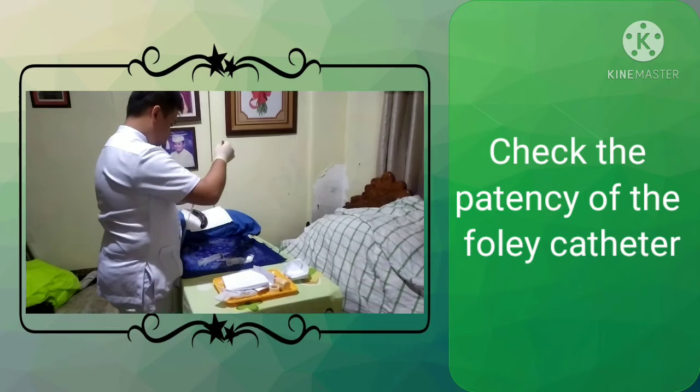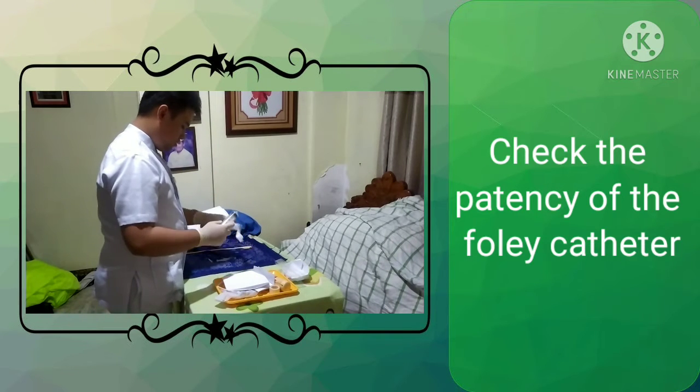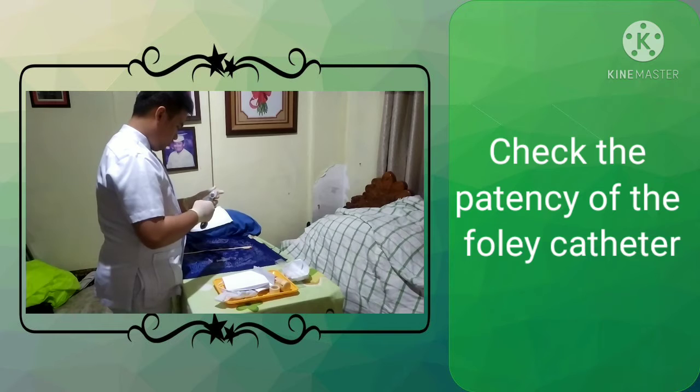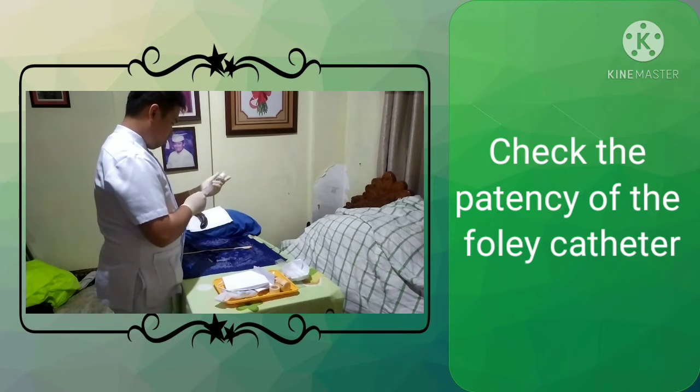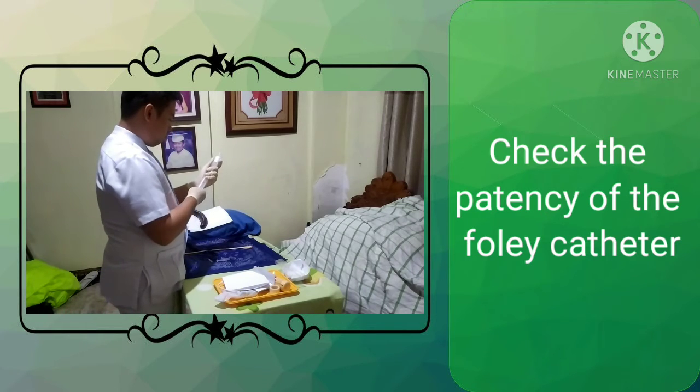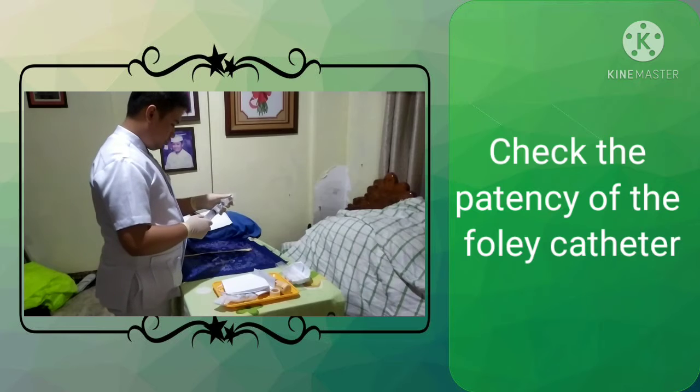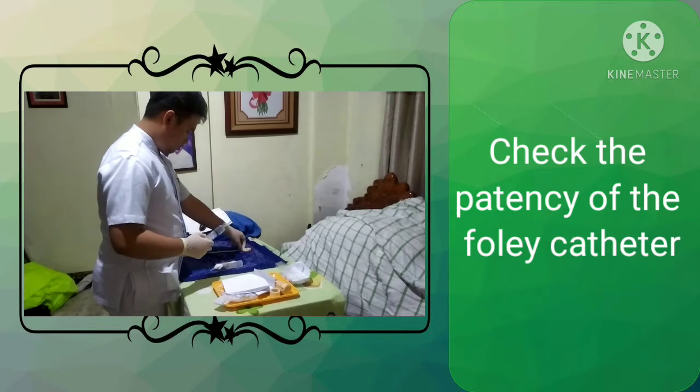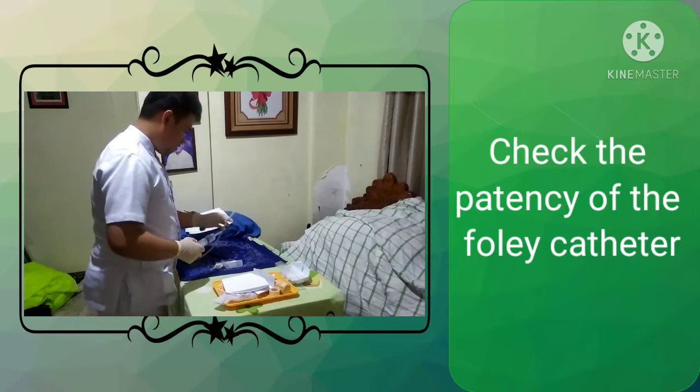So check the patency of the Foley catheter by injecting 2 to 3 cc of sterile water to the Foley catheter. If there is a leakage on the tip of the Foley catheter, discard the Foley catheter and replace it with a new one.